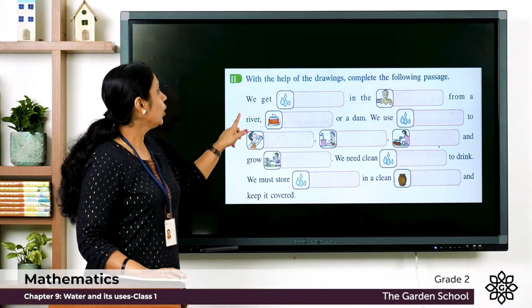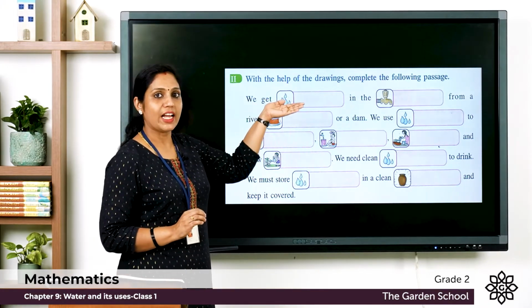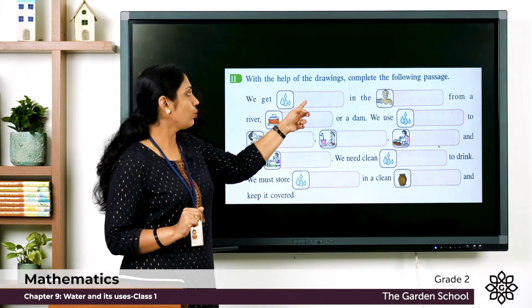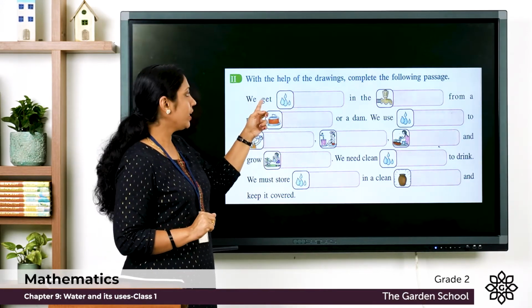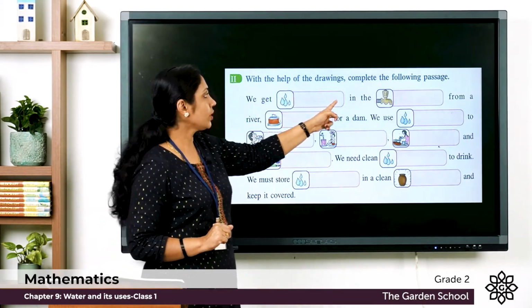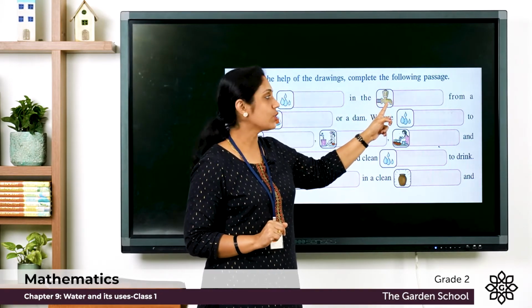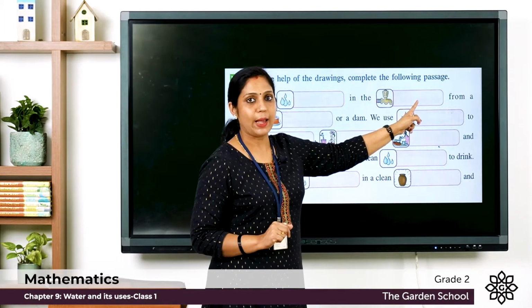Let's look at that. We get dash. Here you can see a picture, and the picture of water is given. So what we have to write here? We get water in the dash. So here the picture of a tap is given. So here you can write tap.